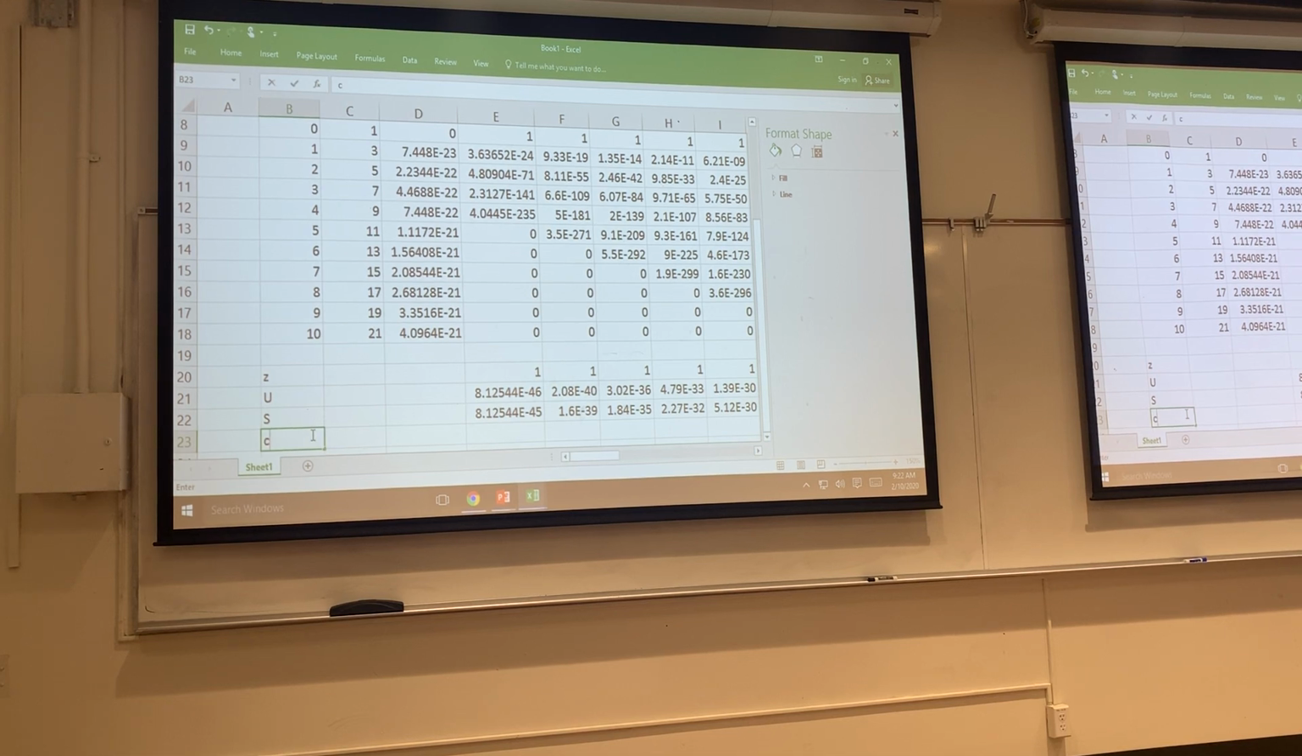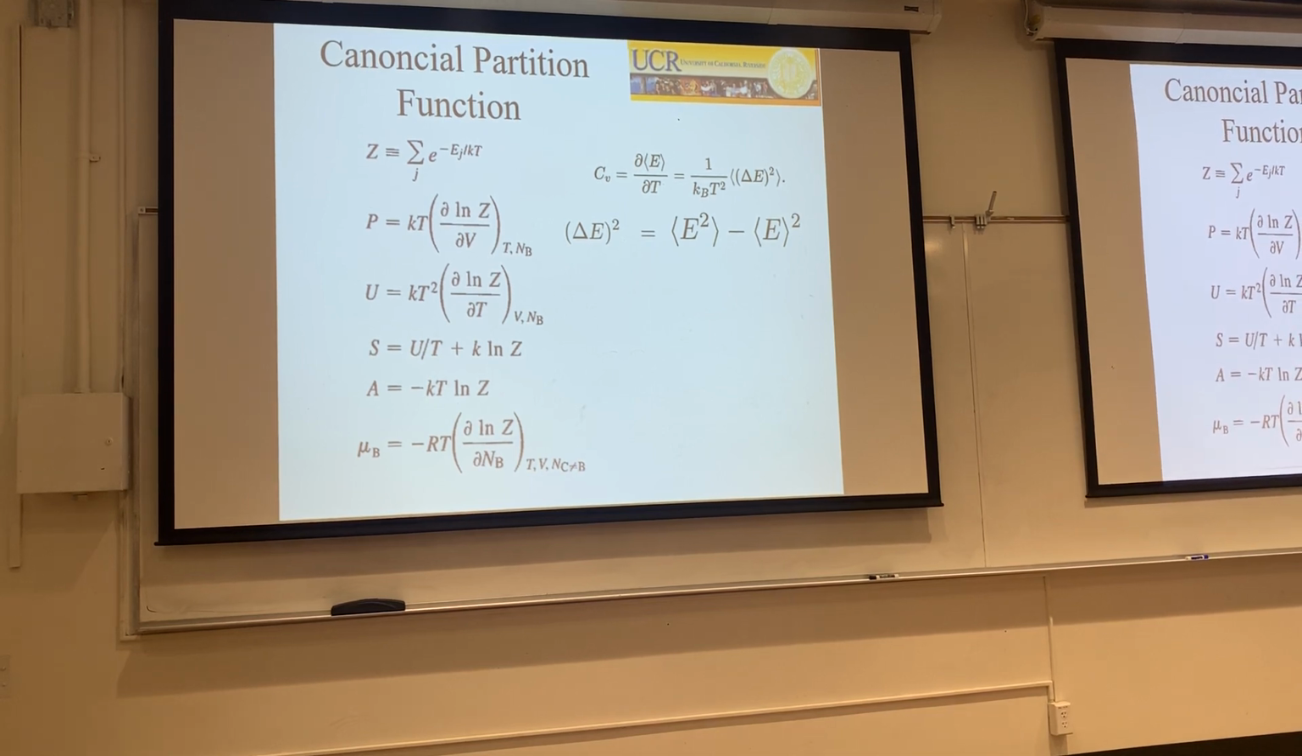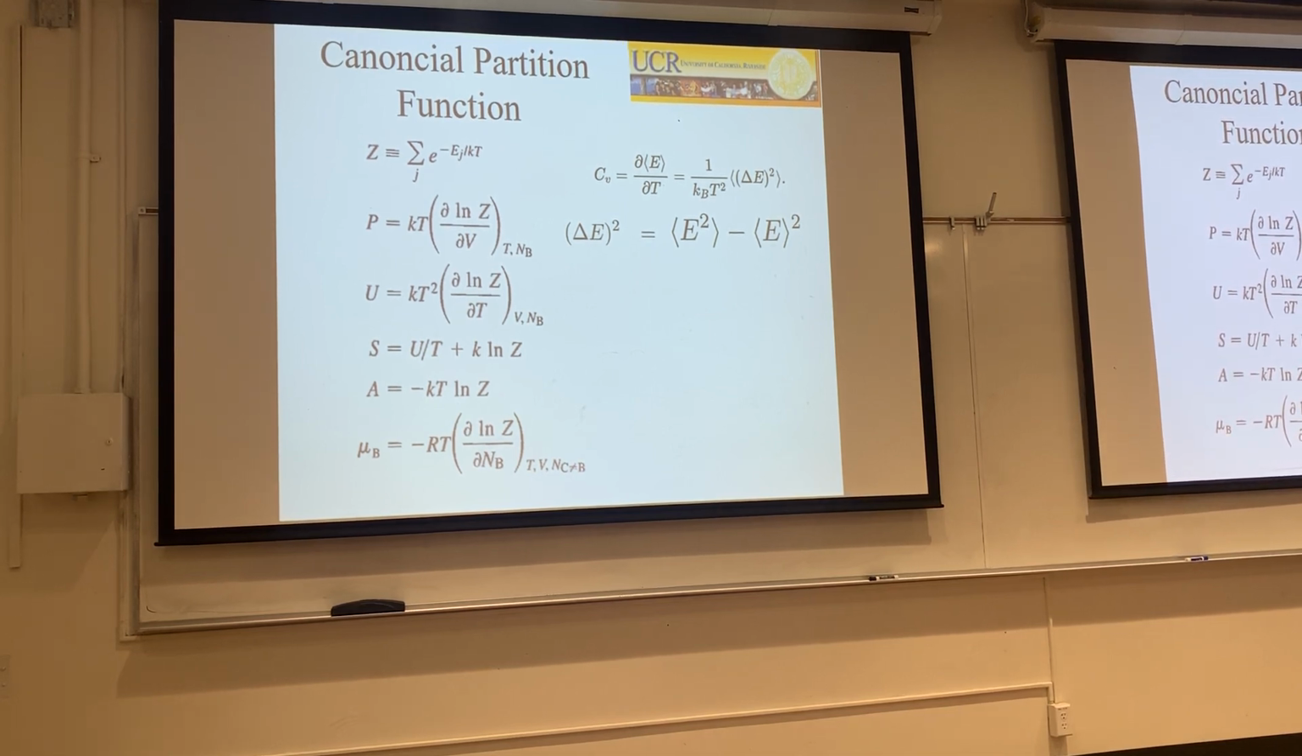Now, as the next thing here, I would also like to plot the heat capacity of the system. What is the heat capacity at constant volume of our system? Now, we derived that. That was this thing over here, right? It was 1 over k Boltzmann times T squared, and then the difference between the average of the energy squared and the square of the average of the energy.